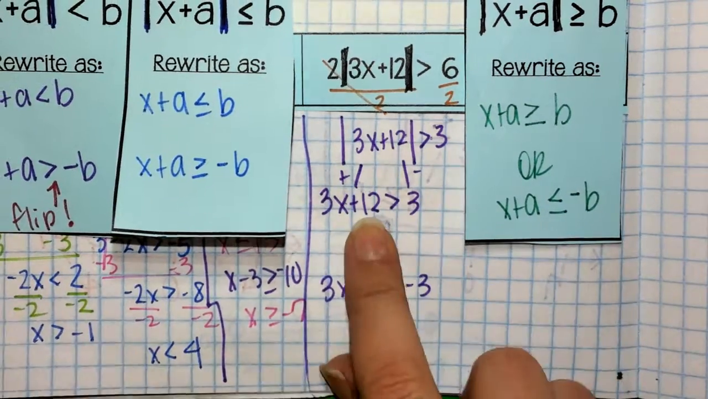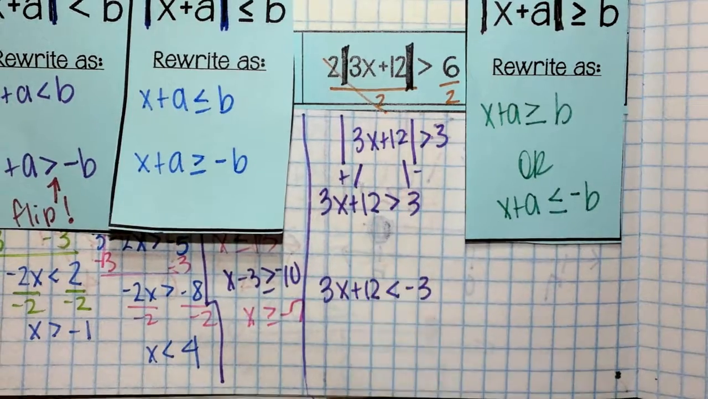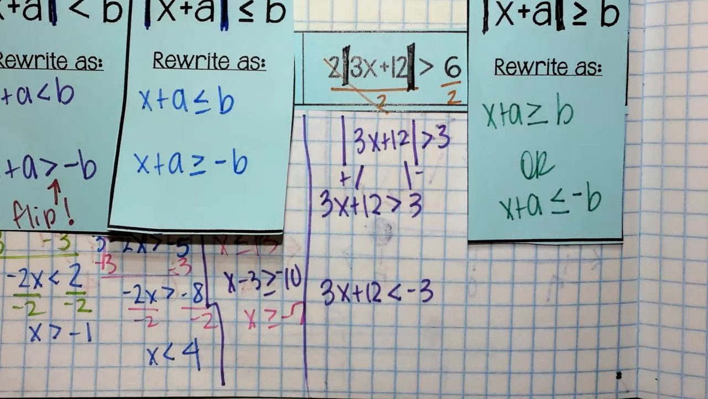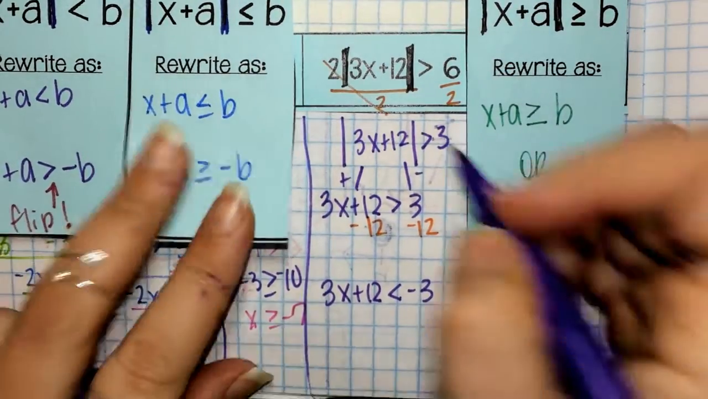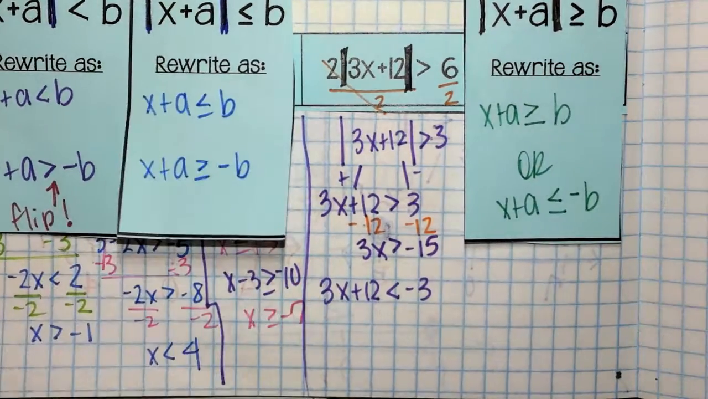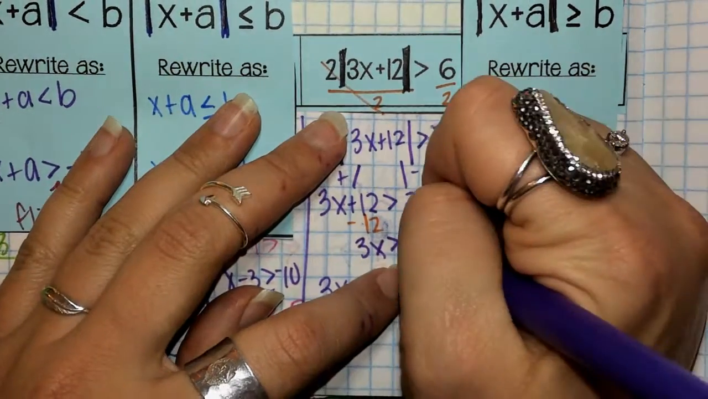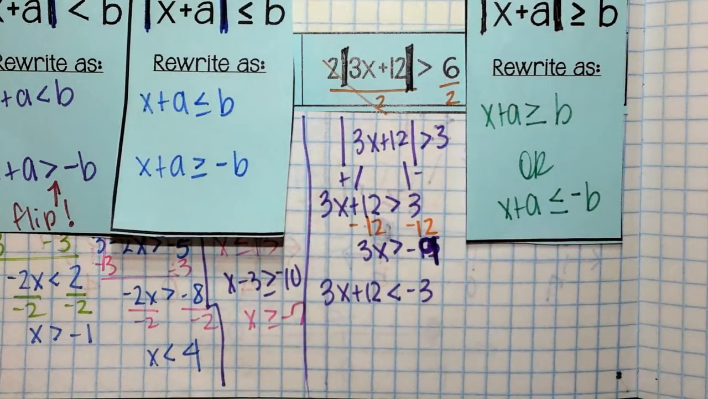Alright, how do we solve this one? What do we do? Add. What's the opposite of plus? Subtract. Oh, not negative 15. 3 minus 12 is negative 9. I got excited. Negative 9.